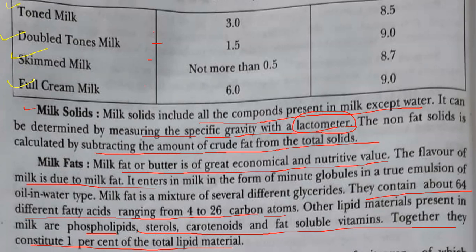Now we'll see what milk solids are. All compounds present in the milk except water are called milk solids, and their specific gravity is measured with the help of a lactometer. Non-fat solid is calculated by subtracting the amount of crude fat from the total solid.